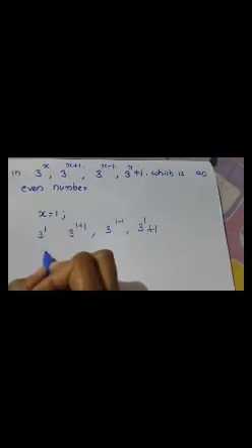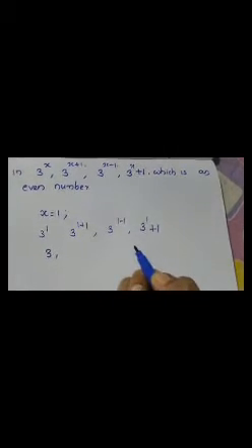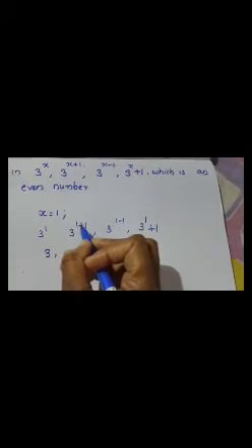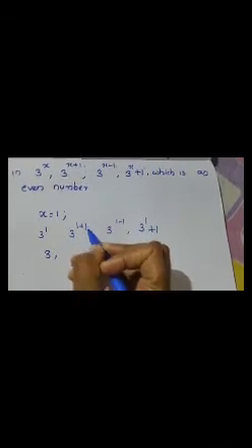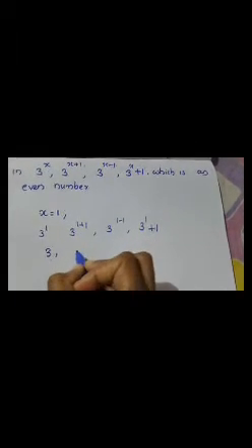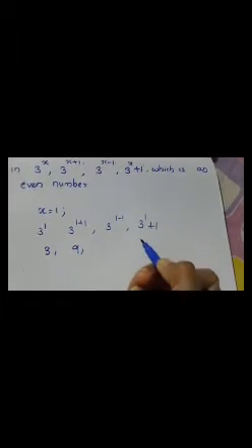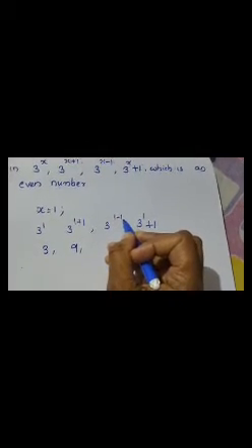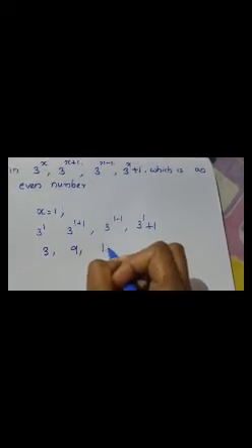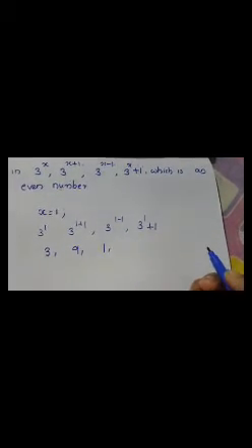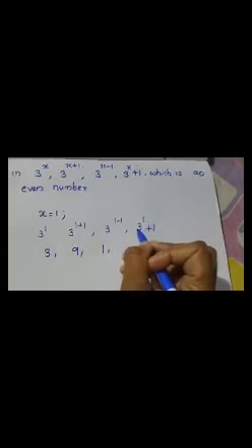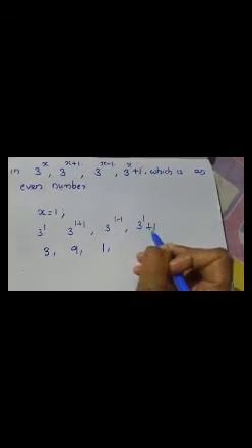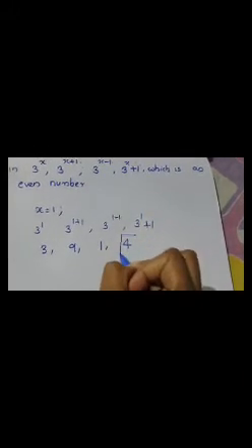3 raised to 1 is 3, which is not an even number. 3 raised to 1 plus 1 means 3 raised to 2, which is 9. It is also not an even number. 3 raised to 1 minus 1 is 3 raised to 0, which is 1. 1 is also not an even number. 3 raised to 1 is 3, 3 plus 1 is 4. Yes, this is an even number.